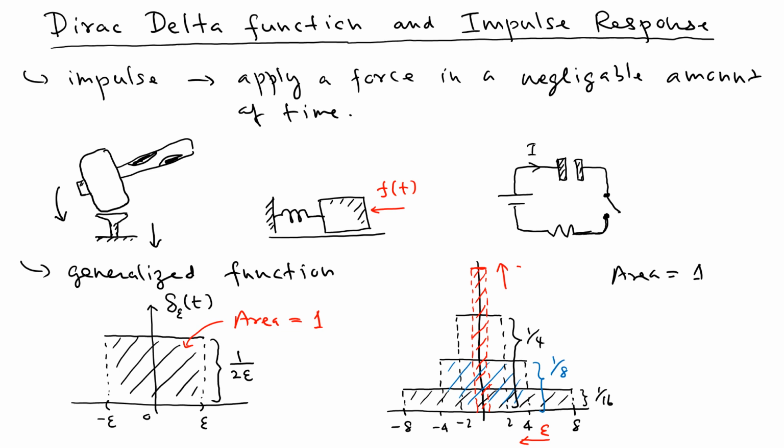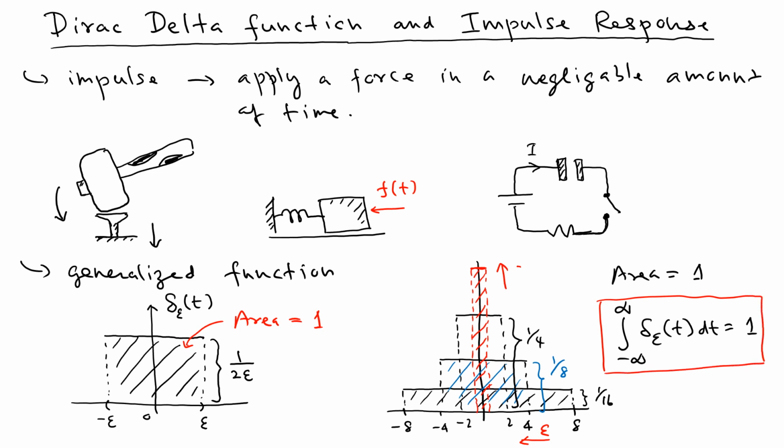Area means the integral. In other words, if you integrate this function delta epsilon t from negative infinity to infinity, with respect to t, it is simply 1. This is one of the properties of this special function. This integral is always equal to 1 because the integral represents the area.